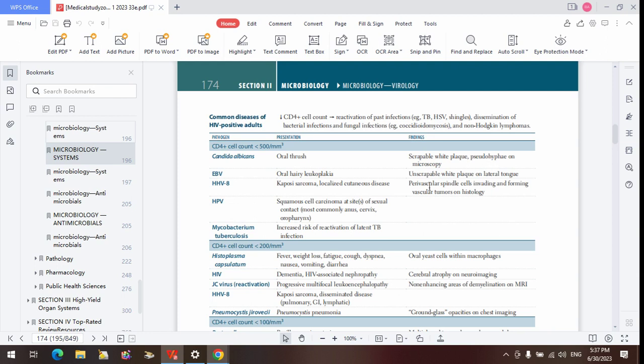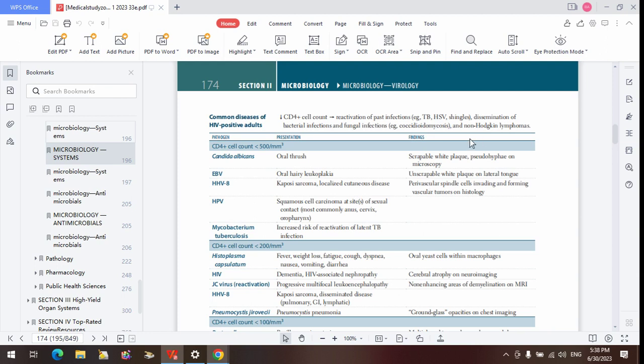So which one is much more serious? The primary one is the serious one. Which one did you say is gingival stomatitis again? HSV type 1, primary.